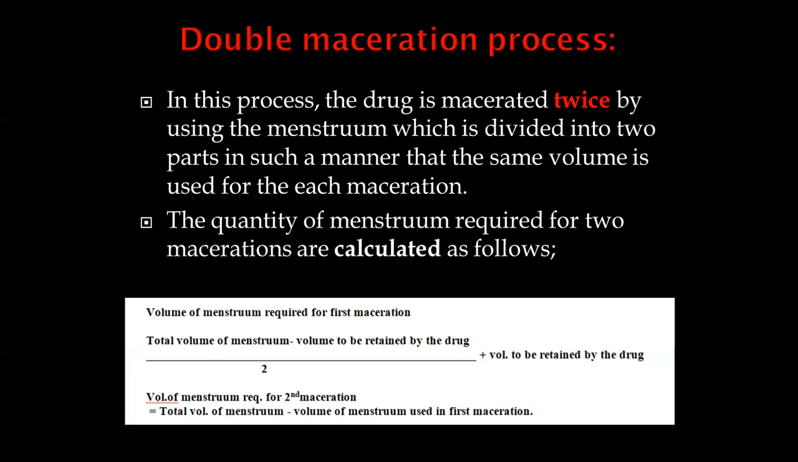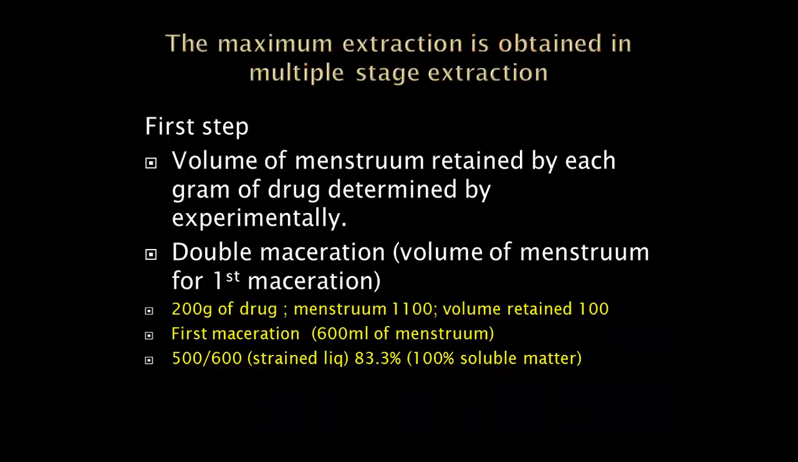That is why he divides the menstruum: from the same 1000 ml, first he pours 500 ml and waits for some time, and after a period of 24 hours he collects the first 500 ml and keeps it as the first portion. And when you pour the second 500 ml, the extraction is comparatively more efficient because the fresh menstruum has more extraction efficiency. That is his statement, and he made the simple maceration process into the double maceration process. And the maximum extraction is obtained in multiple-stage extraction.